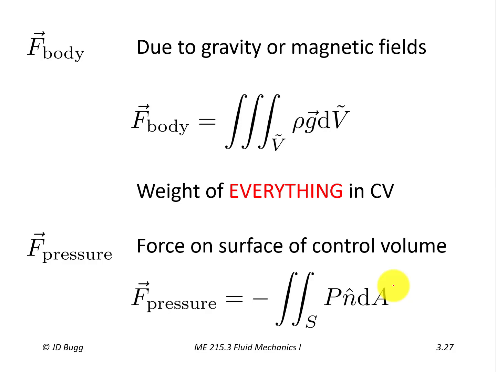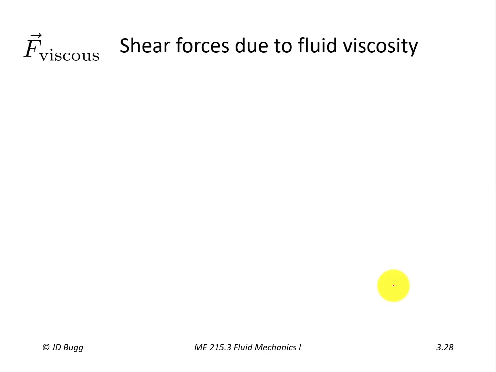Continuing on with surface forces, we also have the possibility of there being tangential forces, or forces parallel to our control surface. So those are due to viscosity in the fluid. So in our final form of the equation, that's just going to be represented by this viscous force term. So these are shear forces due to viscosity.